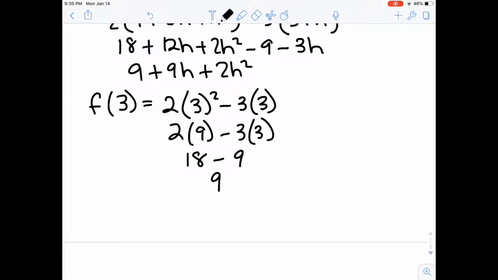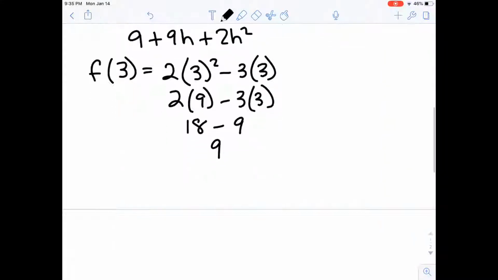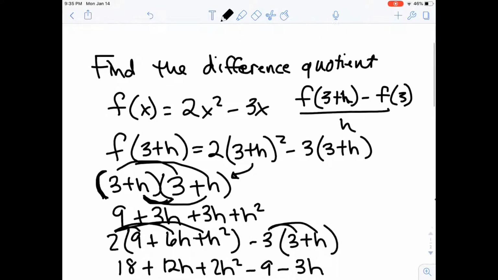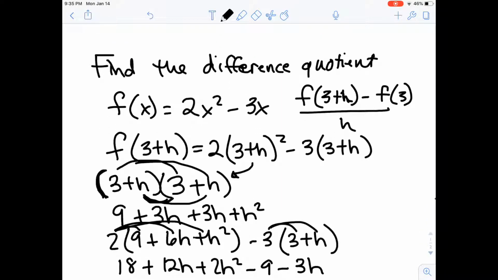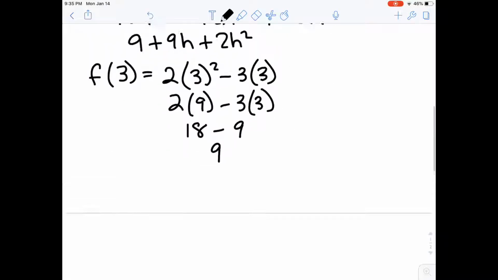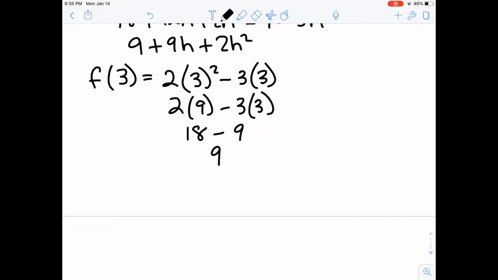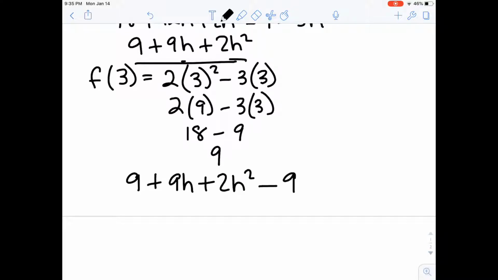Okay, so here's what you do. So now I'm ready to evaluate the difference quotient. So remember, the difference quotient is what I got when I took f of 3 plus h and I subtract f of 3 and I divide that difference by h. So I'm going to take this expression right there. So I'm going to say 9 plus 9h plus 2h squared minus what I get from f of 3, which is 9, and I'm going to divide it by h.